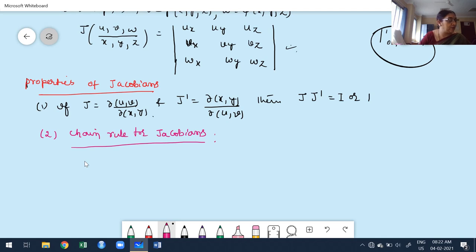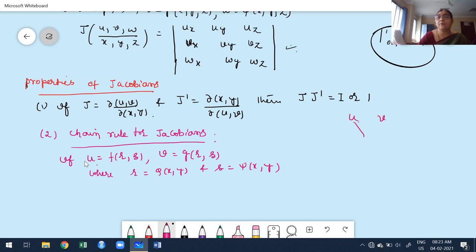Suppose the function is a composite function. Suppose U is a function of R and S, and V is also a function of R and S. Both U and V are functions of R and S, where R and S are functions of X and Y, that is R is a function of X comma Y, and S is also a function of X and Y. Please try to understand what we are considering here. U and V are functions of R and S, where again R and S are functions of X and Y. Finally, what are the independent variables? X and Y are the independent variables. Now we are finding the derivative of U and V with respect to X and Y. Since this involves more than one independent variable, I go for partial derivatives using the composite function definition. You already know that.